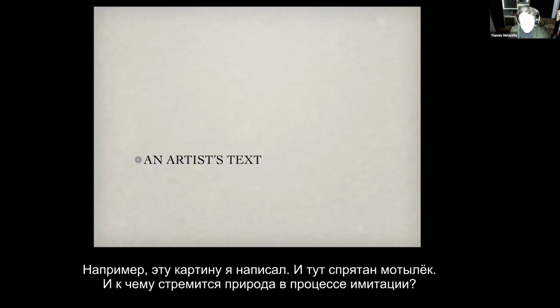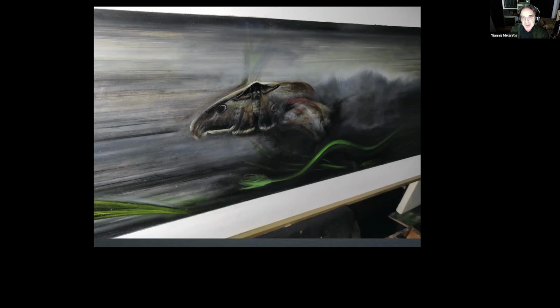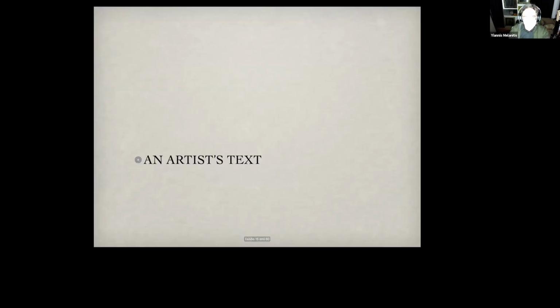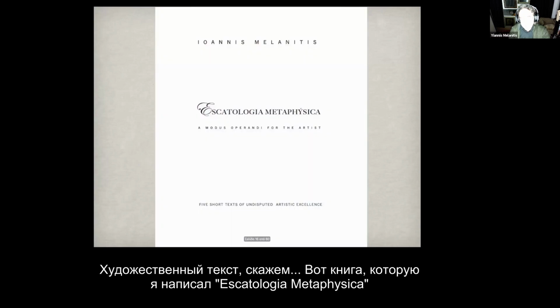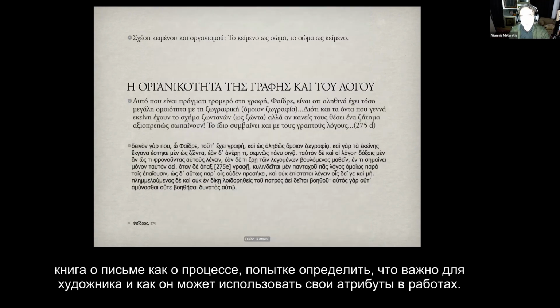Or what is the strategy? What is the strategy of nature by this mimicking process? First of all, it uses a code. So the artist has to start from something like a text or a code, and then let's see where it might follow. So an artist text in general, let's say, this is also a book I made, Scatologia Metaphysica. It's a book about writing all these things as a process to try to define what is important for the artist and how he may use his paraphernalia in painting.